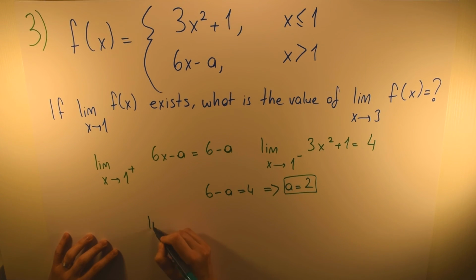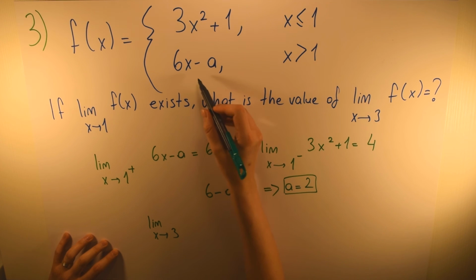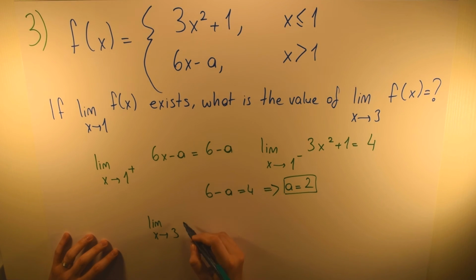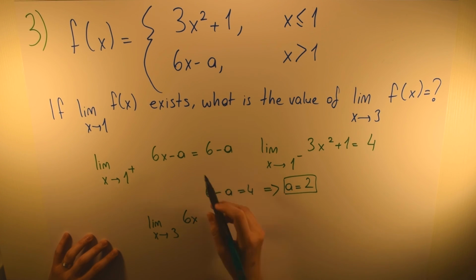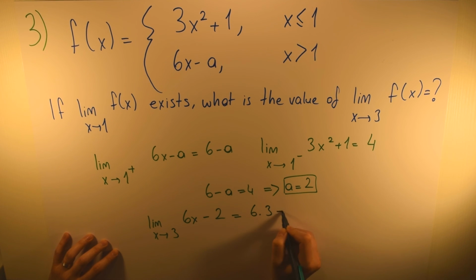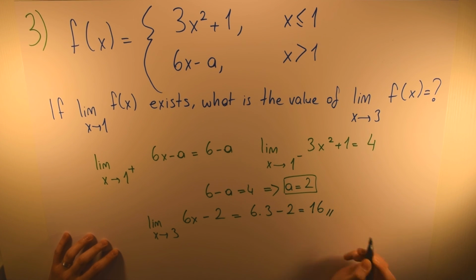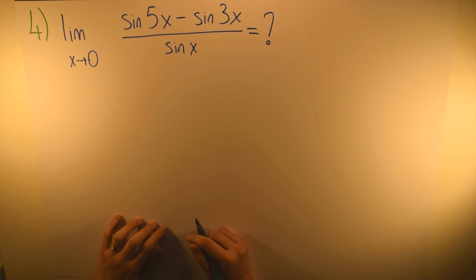So let's do that. Limit as x approaches 3, so it's f of x, which is 6x minus a, so it's 6x. I know a is equal to 2, it's minus 2, so here we just put the value of x, which is 3 here, so it's 6 times 3 minus 2, and it is 18 minus 2, which is equal to 16. Let's continue with our fourth question.